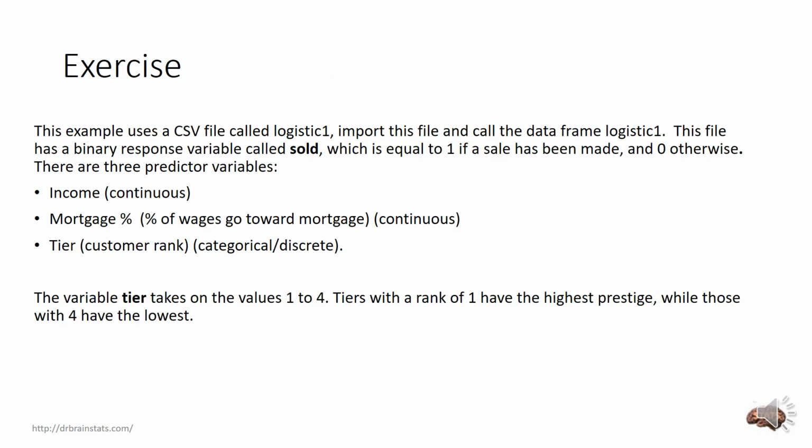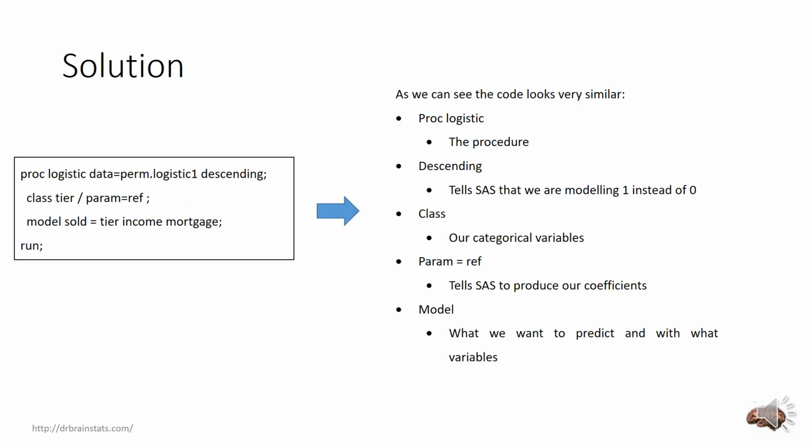So in this exercise, we'll be using a file called Logistic1. This file has a binary response variable called sold, which is equal to 1 if a sale has been made, and 0 otherwise. There are three predictor variables: income, mortgage, and tier. The variable tier takes on values 1 to 4. Tiers with a rank of 1 have the highest prestige, while those with 4 have the lowest. And this is our solution.